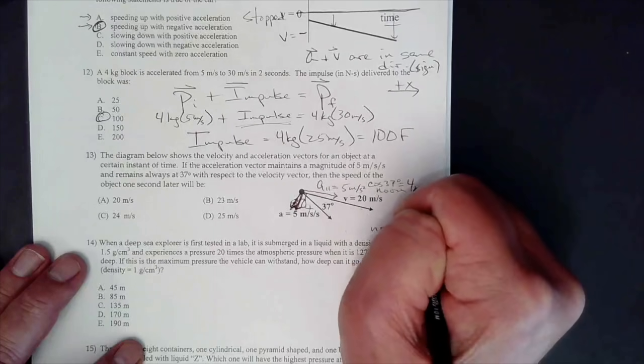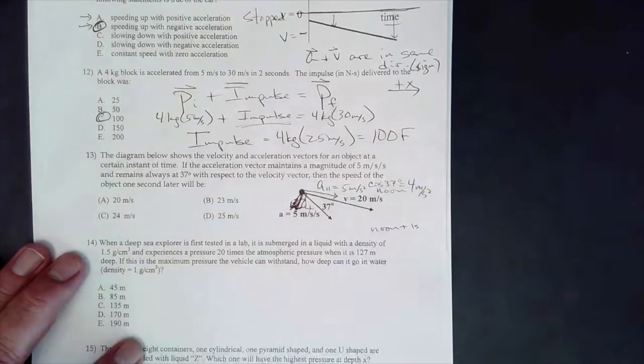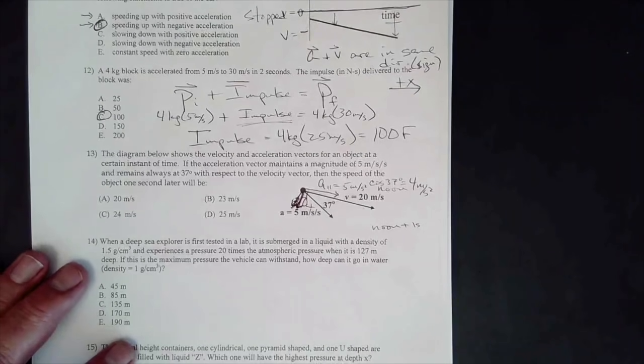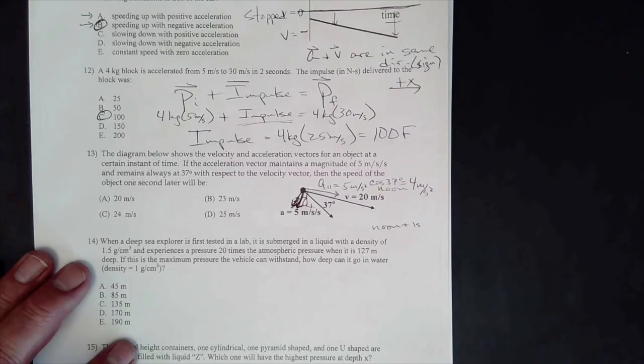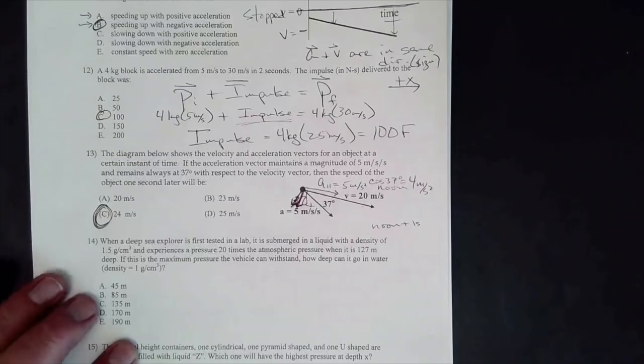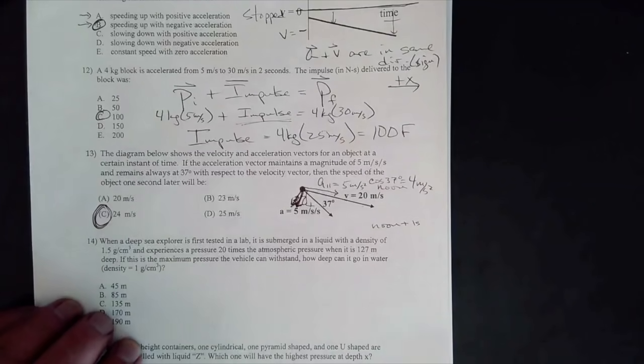So this object, whatever it is, is going to speed up by 4 meters per second every second. So if I look 1 second later, it's going 4 meters per second faster than it was. So the answer would be 24 meters per second. Okay, so the answer is again C.